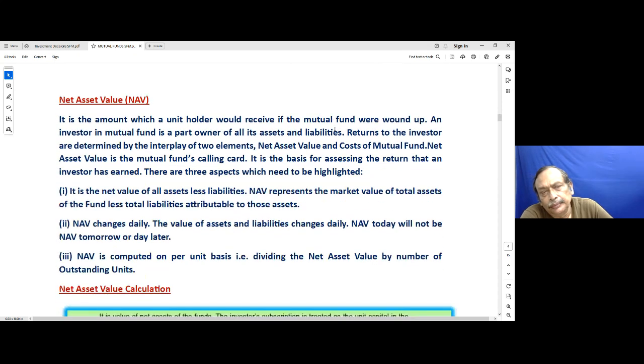Now, our next consideration is net asset value. Once we go through this net asset value, then I will stop for the day and I'll be taking it back in the next class, so that after completing this mutual fund, we can go to the leasing chapter.